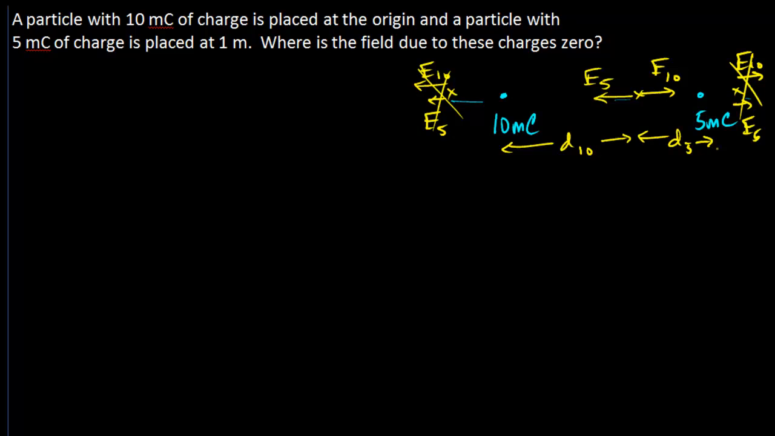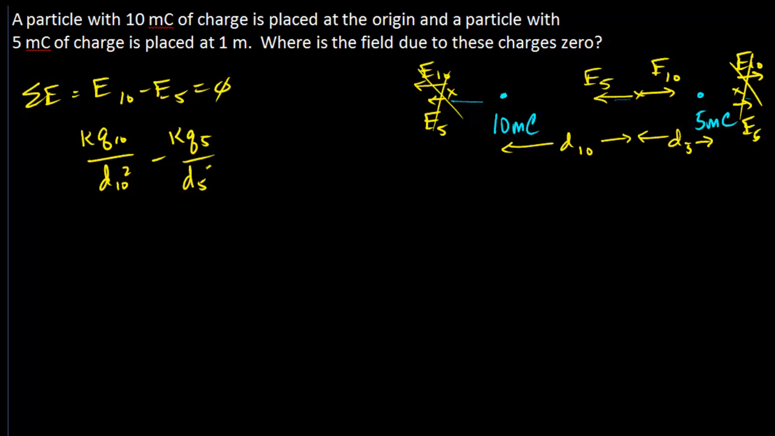Now we can set up a sum of the fields equation. The sum of the fields here is going to be, in this case, E10 minus E5. We want that equal to 0. These are point charges, so we can use Coulomb's law for our fields. So this is going to be K Q10 over D10 squared minus K Q5 over D5 squared. We can do a little bit of canceling out. We can drop out the K's and then bring this to the other side. So I'm just going to set them equal to each other.